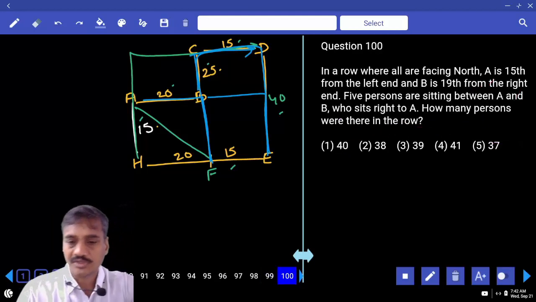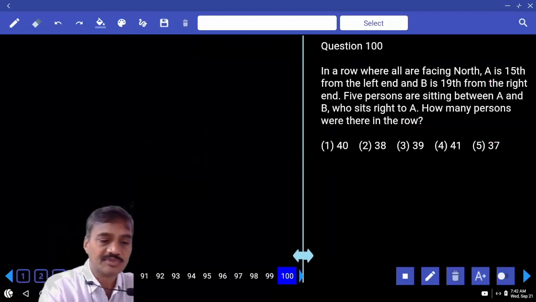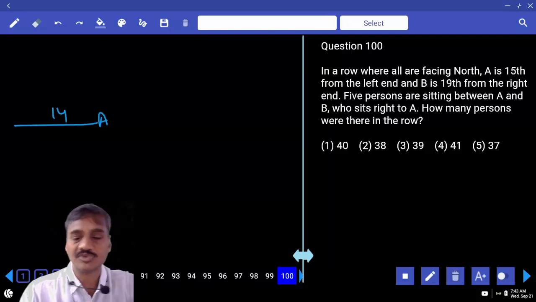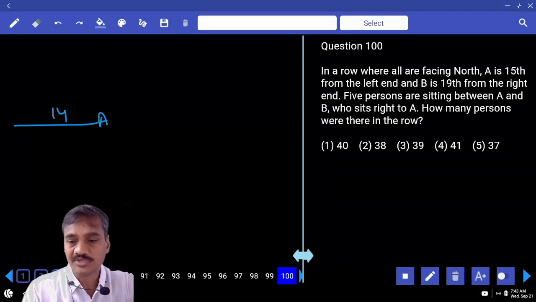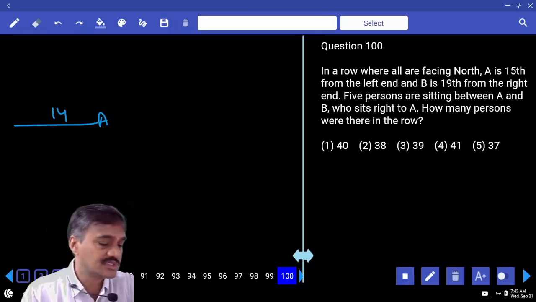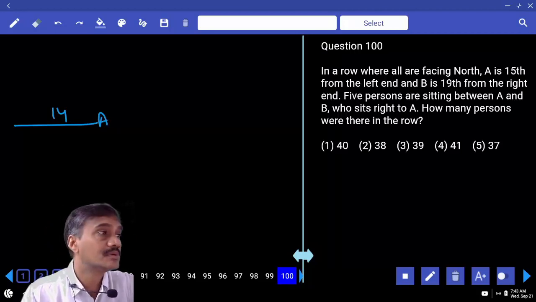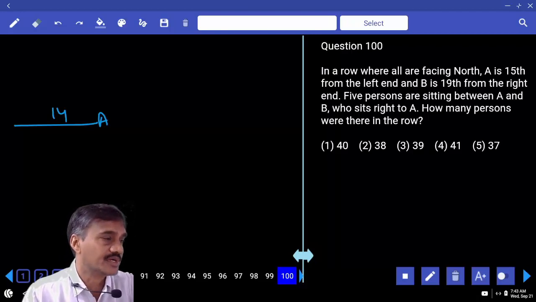Then 100. Now this 100, in a row where all the persons are facing towards north, A is 15th from the left. A is here, so there are 14 persons to the left hand side of A, and B is 19th from the right, and 5 persons in between A and B. How many persons are there in the row? Did everyone do it? 39, did everyone get 39 or not?